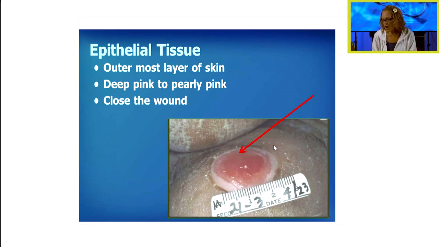And then moving on, we can see epithelial tissue, the outermost layer of skin. This is kind of a deep pink to a pearly pink close to the wound. And this is kind of what we're looking for when we're looking for wound healing. We're looking for good, healthy epithelial tissue.